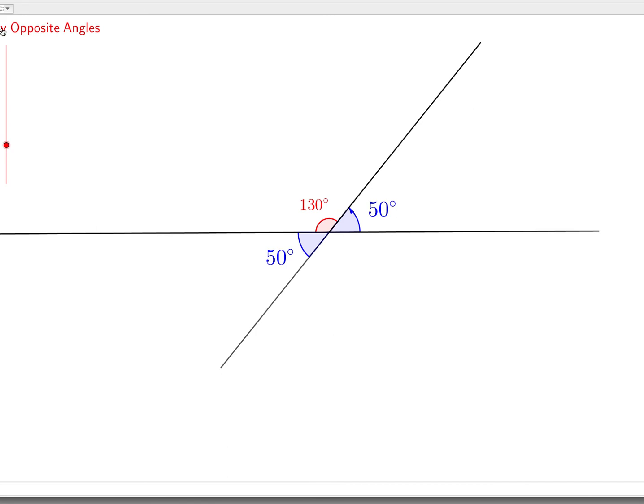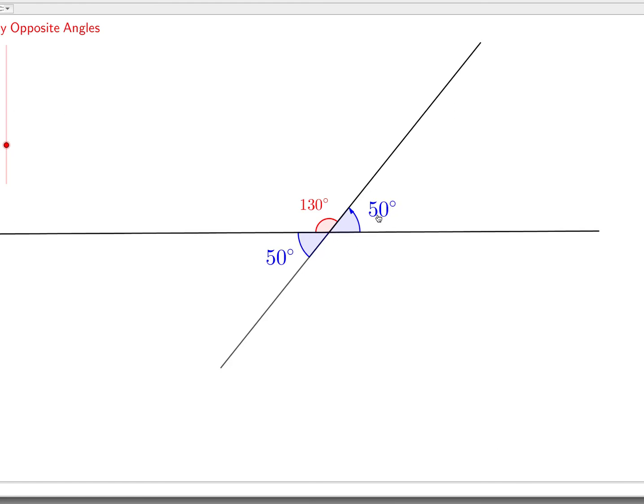And the next term is vertically opposite angles. Two lines crossing at a point. This point where the lines cross is a vertex. So a vertex is a point. The two lines are crossing at a point. On opposite sides of that vertex, the angles are equal. So the blue 50 degrees is opposite the blue 50 degrees. They are vertically opposite, they are equal.